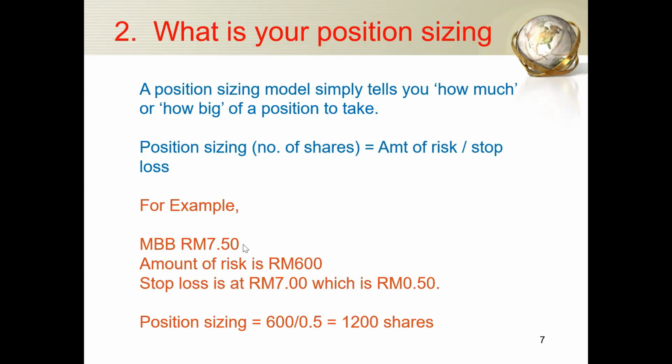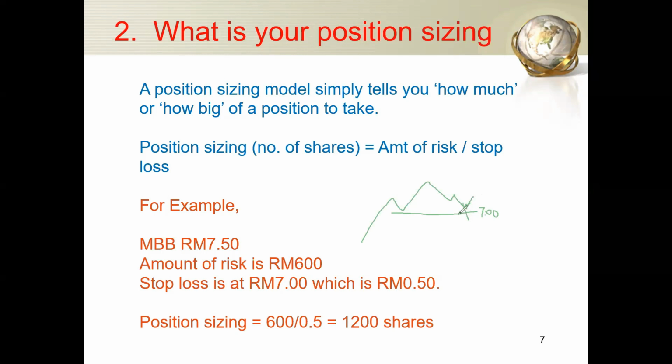Maybank, let's say, is 7.50. And the amount of risk, as we calculated just now, is 3% of our 20,000, which is 600 ringgit. If we look at the chart of Maybank, we see that this level here is 7 ringgit. Let's say we purchase at this level, 7.50.